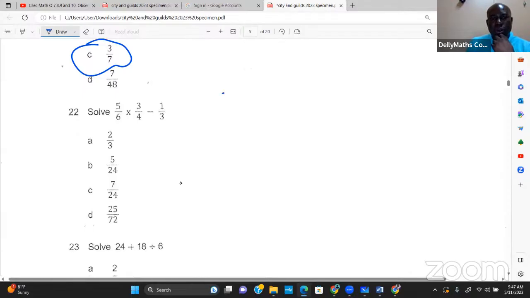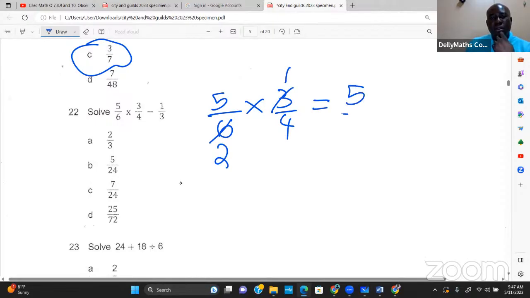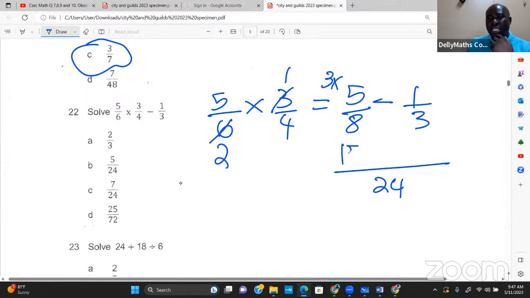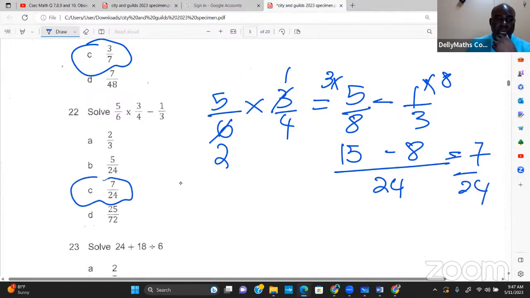All right, let's continue. So talking about 5/6, we want to multiply this by 3/4. I can cancel 3 into itself 1, 3 into the 6, 2. 5 ones, 5, 4 twos, 8. We want to take away 1/3. All right, so we could use 24. 8 into 24, that's 3. 3 times 5 is 15. 3 into 24 is 8. 8 ones, 8. So when you subtract 8 from the 15, that's 7 over 24. And we're looking for that as our answer.